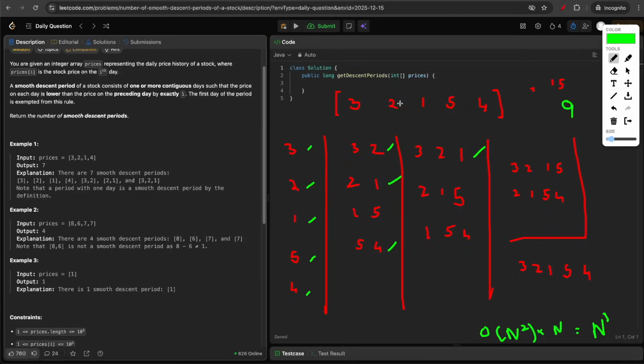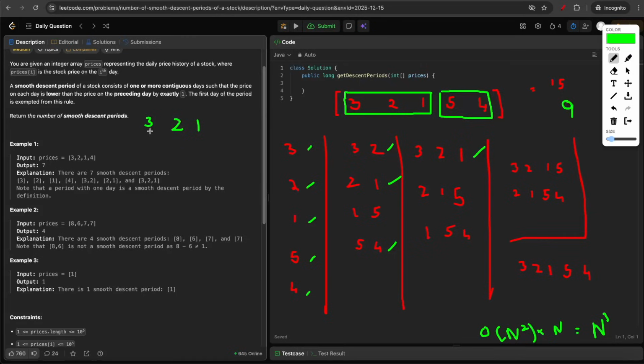So if we look at the input, we can see that the entire input can be split into smooth consecutive periods. We can see that 3 to 1 is a chunk of a smooth descent period. Then after that, the price is increasing, and then we have 5 and then 4. So here also it is decreasing just by 1. So this is a part. Now we know that 3 to 1 is a smooth descending period.